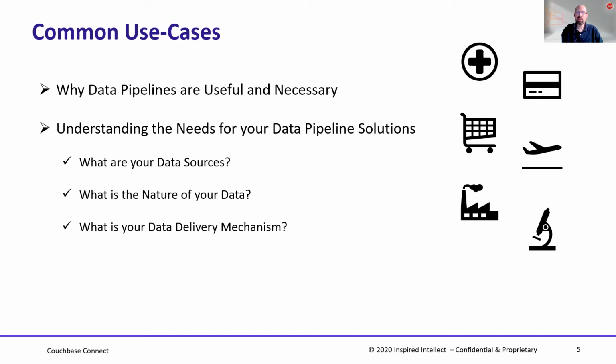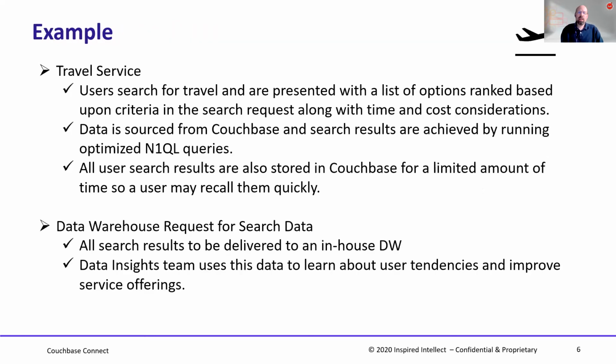What is the nature of your data? Is it structured or unstructured? Does it have schemas, or is it schemaless? And finally, what is your data delivery mechanism? How are you getting your data into these systems? Is it through manual entry, manual uploads of data? Are you running batch processes or scheduled jobs to import your data, or is the data coming in dynamically through some real-time streaming? All these things are important to understand when implementing a data pipeline strategy.